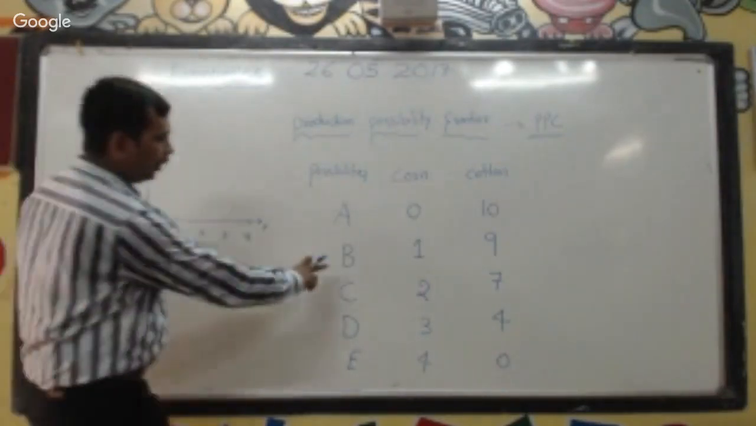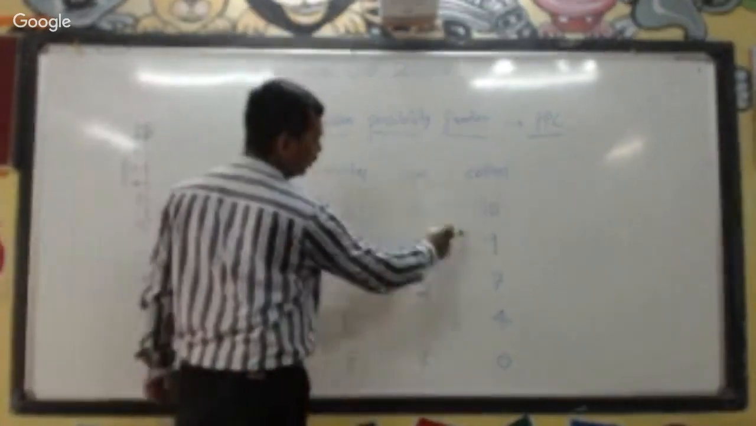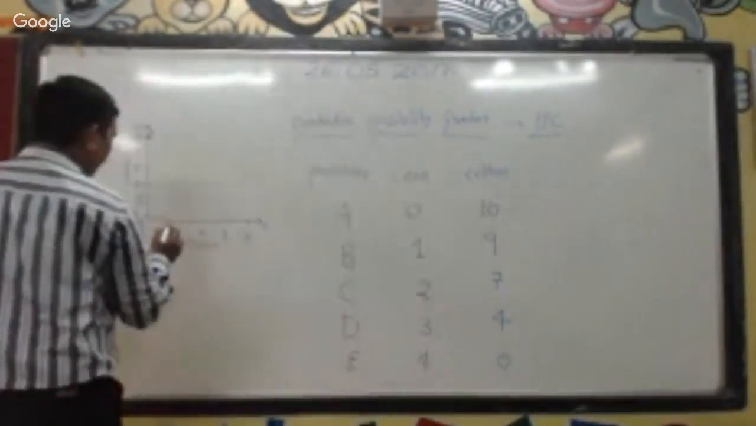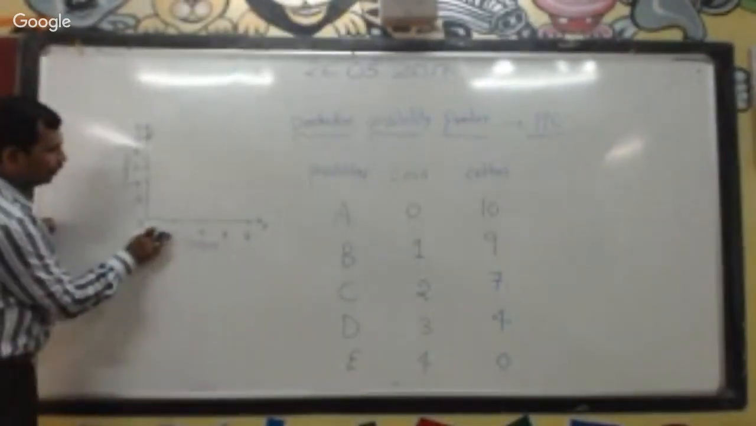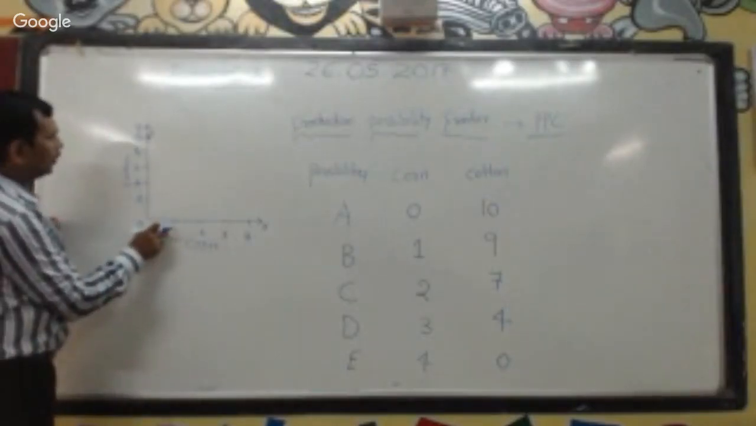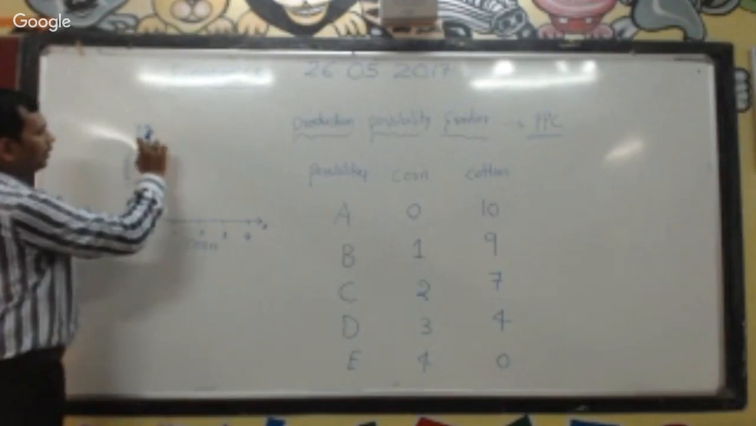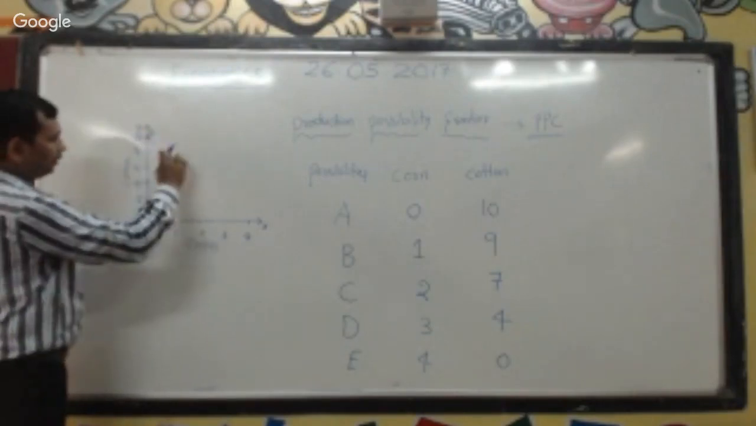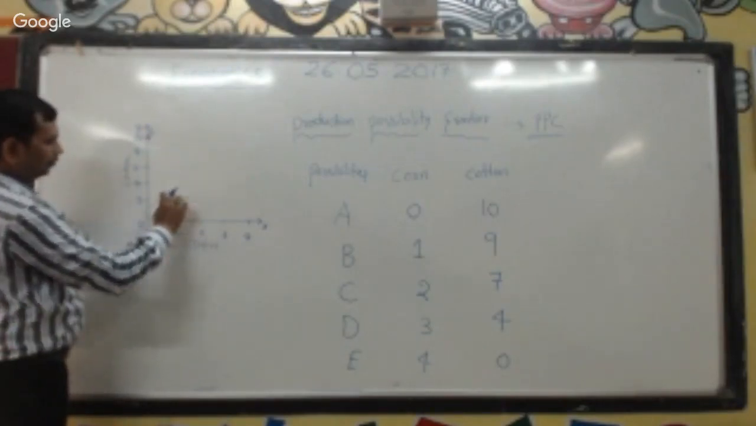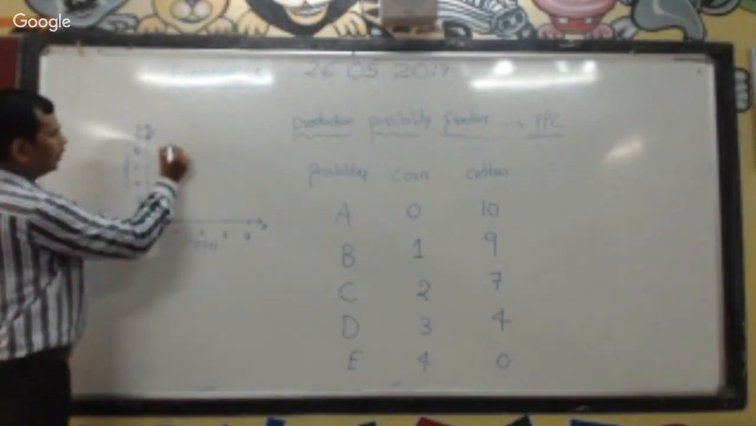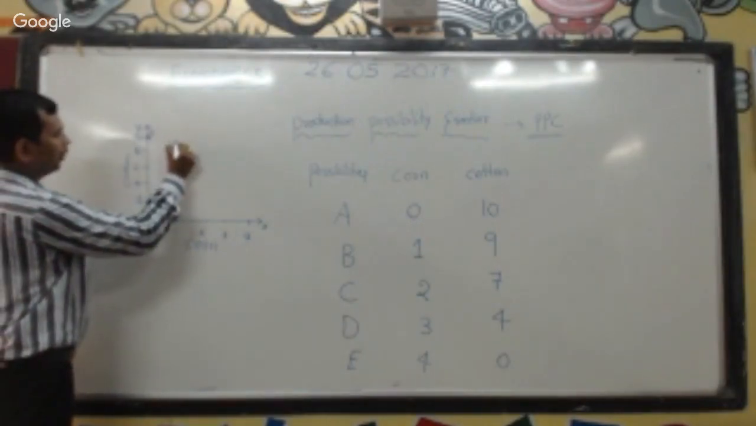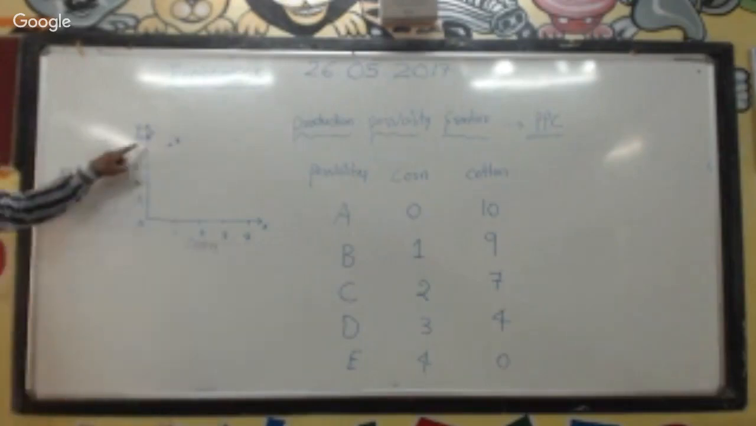Second combination, 1 unit of corn, 9 units of cotton. This is the 1 unit of corn, 9 units of cotton. 9 means in between 8 and 10, so it should be placed like this here. This is the second combination, combination B. This is the first combination and this is the second combination.